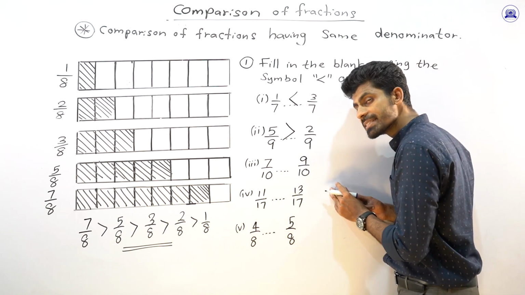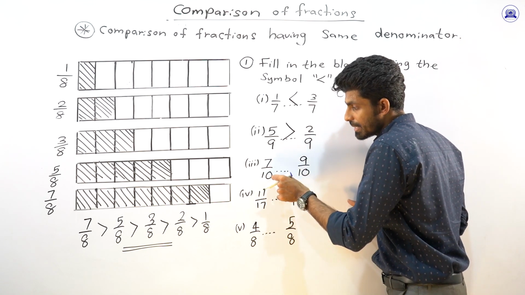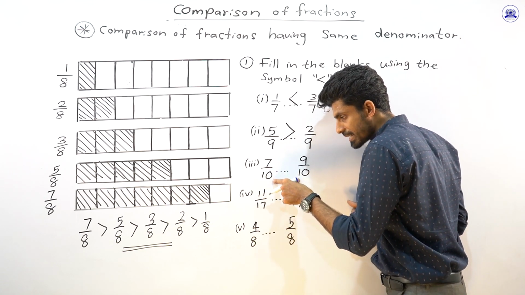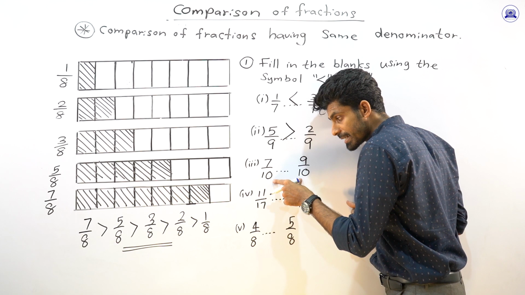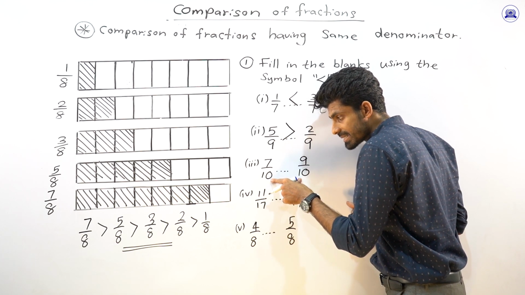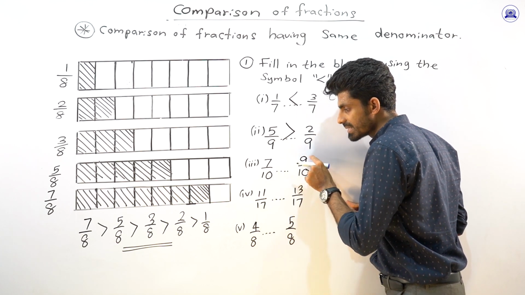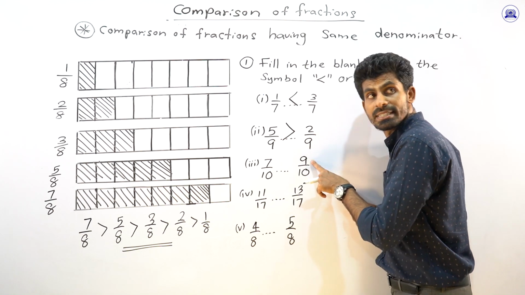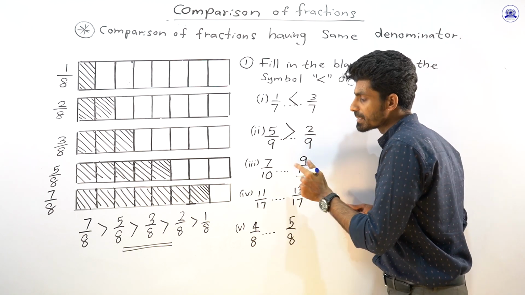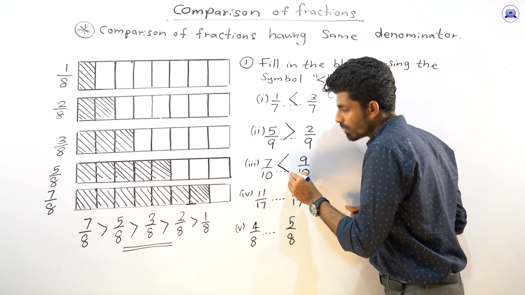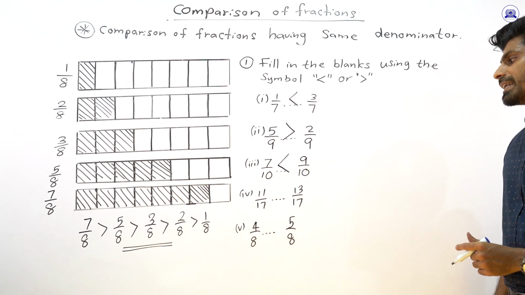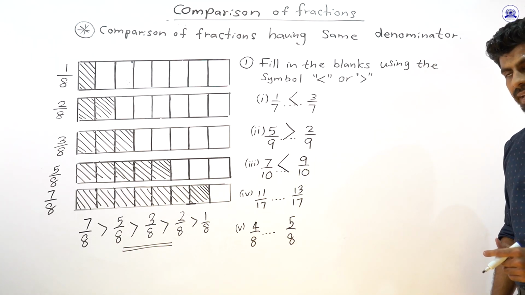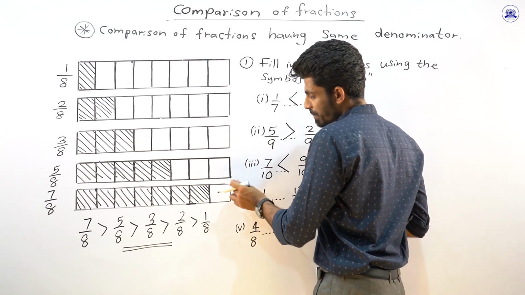Just tell me the answer. You are having the same denominator. Same denominator, just consider the numerator. So this one is the numerator. This is the largest value. So largest value means you have 7 over 10 less than 9 over 10. Okay, right? Question number 4.